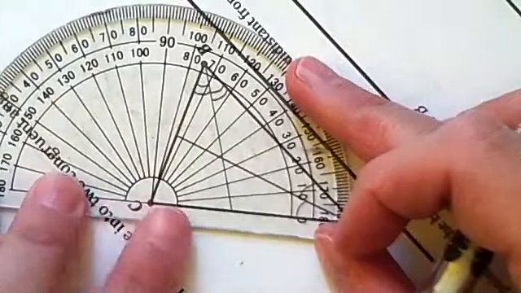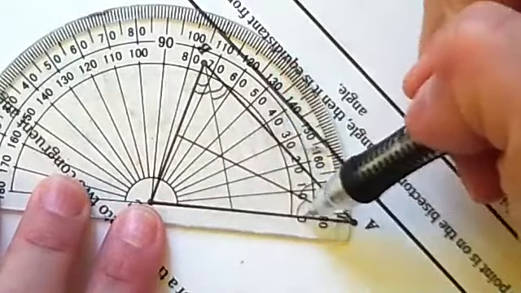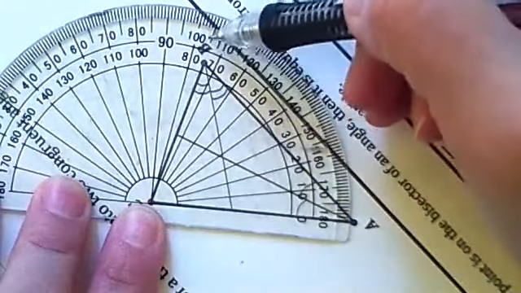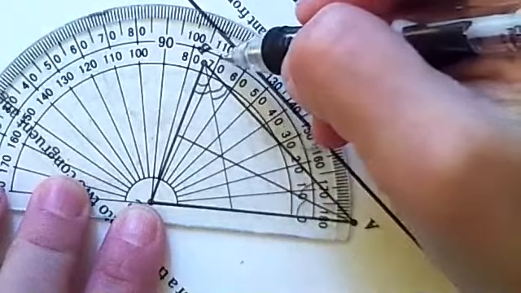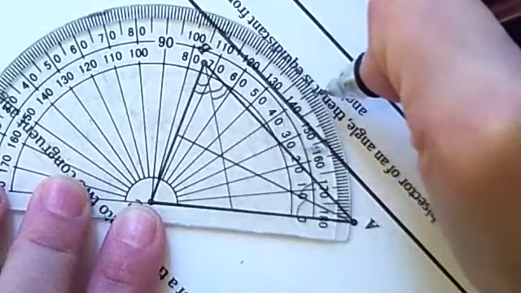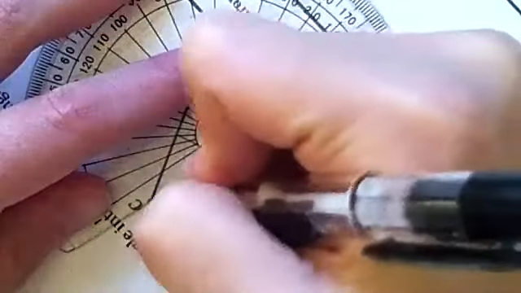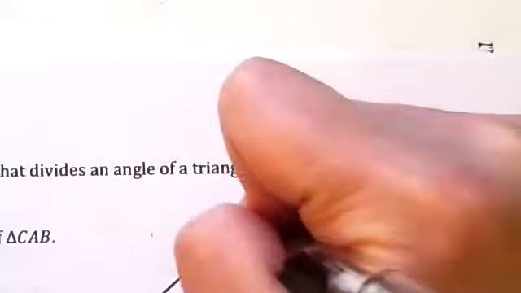Okay, so it looks like C, again, I'm on the right-hand side now, so I'm going to use the inside numbers. C looks like it's just about 75. So half of 70 is 35, so like 37 and a half roughly. So like around here. Which lines up exactly with those. So see how they all intersect at one point.